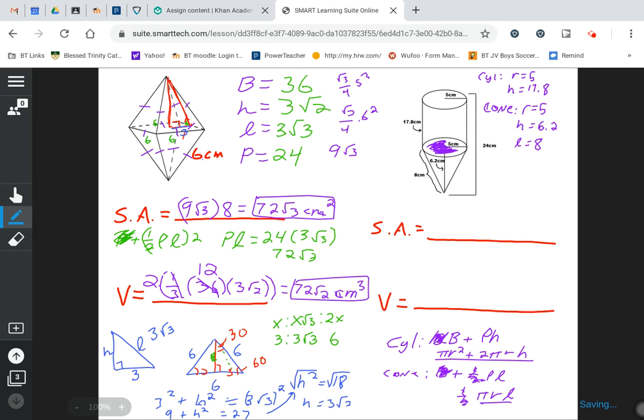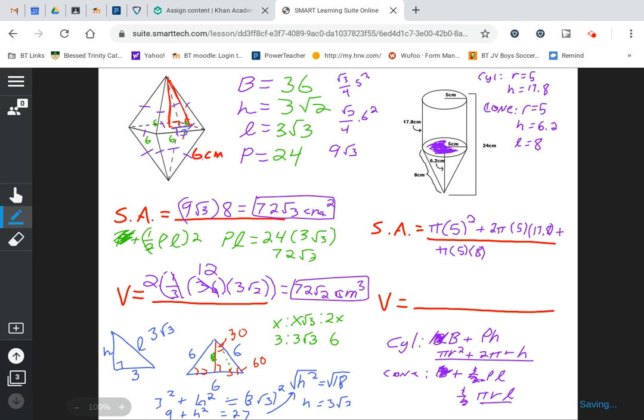So looking at surface area here, it's going to be pi times 5 squared plus 2 pi 5 times the height of the cylinder, which is 17.8, plus, now we'll do the cone part, pi times 5 times my slant height, which is 8.